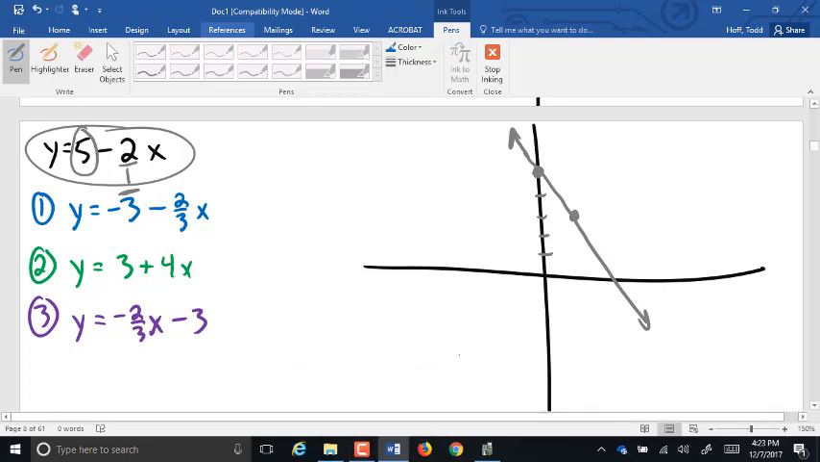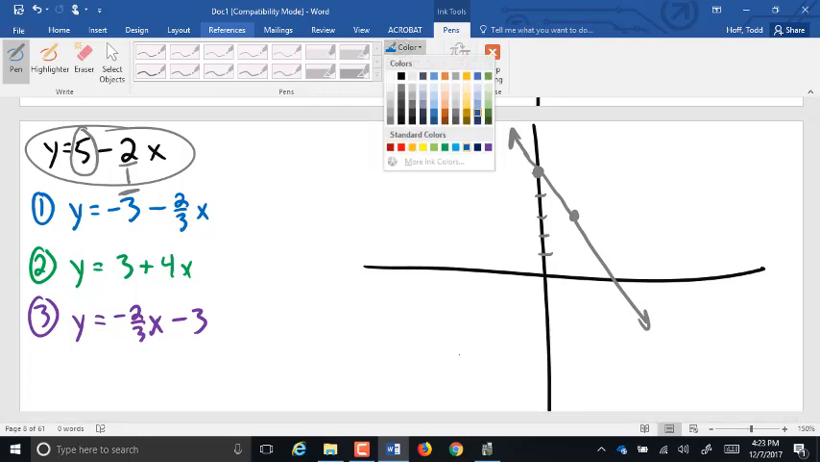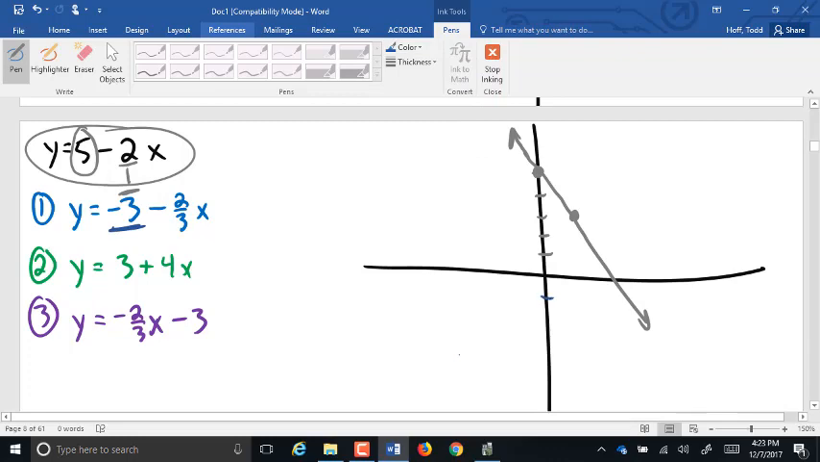Okay, so number 1, where would we start there? Start at the -3, perfect. So that's our first point. From there, what do we do? Well, it's -2/3 x, right? So the negative will go with the 2, and from this point, that means we go down 2, and the 3 in the denominator means we go over 3. So there's our second point on the line. The line's going to look something like that.